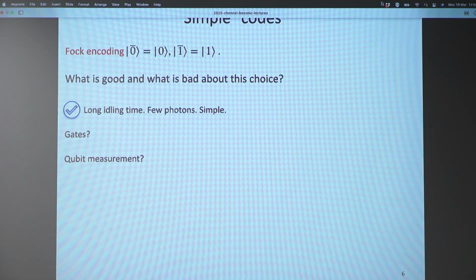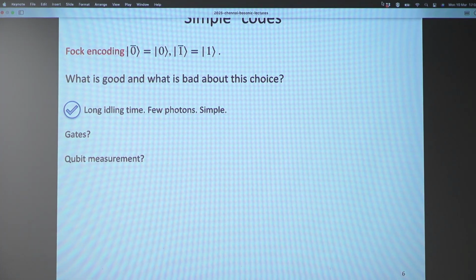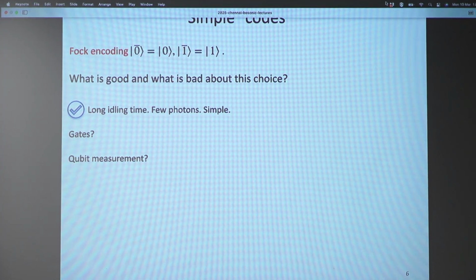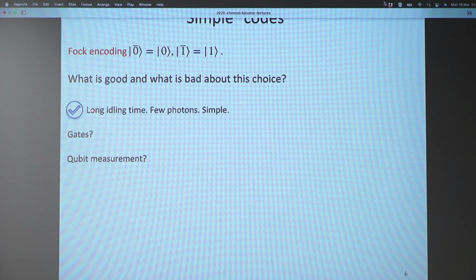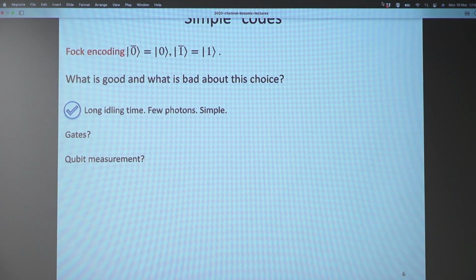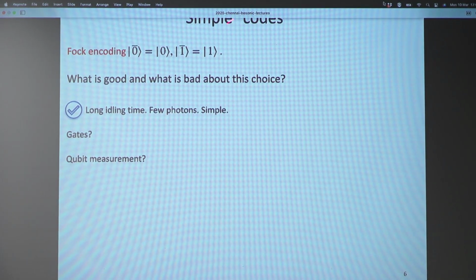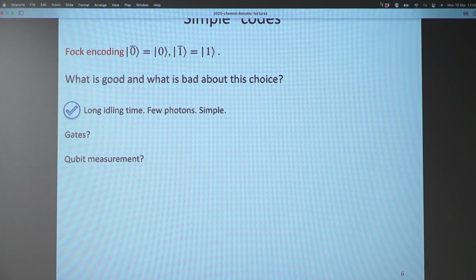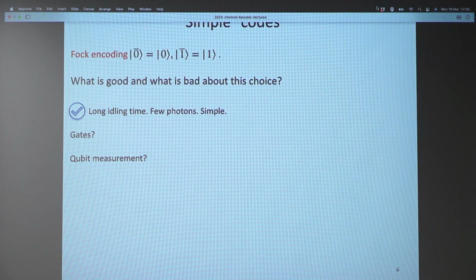Now, okay, so what's good and bad about this choice? Well, it's very simple. I've used as few photons as possible, so I have less photon loss. The long idling time, because this scales with the lifetime. Typically, if they do experiments where they compare another encoding with this encoding, it's hard to beat this, because you only put one photon in. This state stays forever, the vacuum, right? At least if there's photon loss.